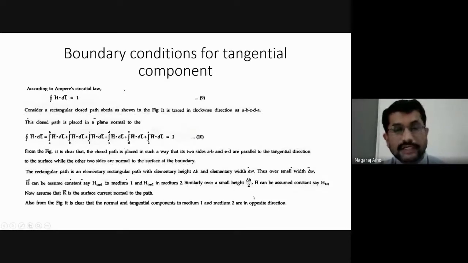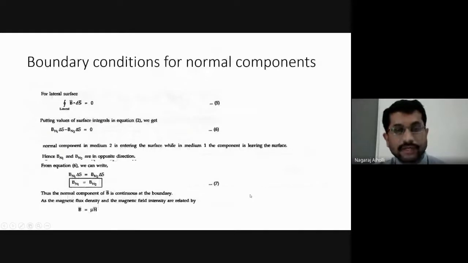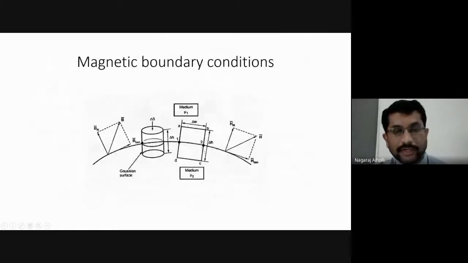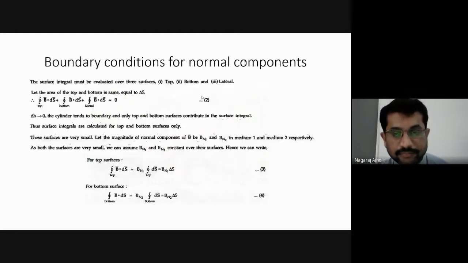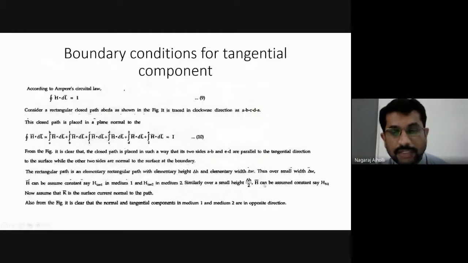Similarly, for the height delta h by 2, the height of this rectangle is very small, and hence delta h by 2 is assumed to be constant. The variation in the height is very less, almost constant. Over a small height delta h by 2, H bar can be assumed constant, say Hn1 and Hn2.